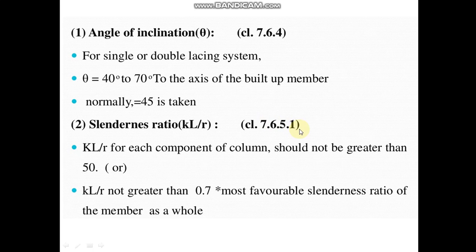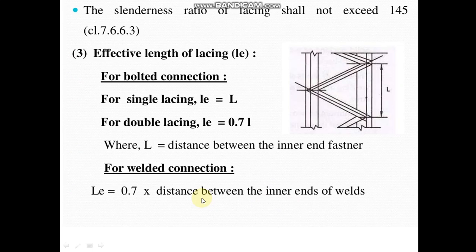From clause 7.6.5.1, the KL/r is only for the laced members, or laced bars, not for the complete column. KL/r for each component of a column should not be greater than 50, or 0.7 times the most unfavorable slenderness ratio of the member as a whole. Further, the slenderness ratio of lacing shall not exceed 145 according to clause 7.6.6.3.